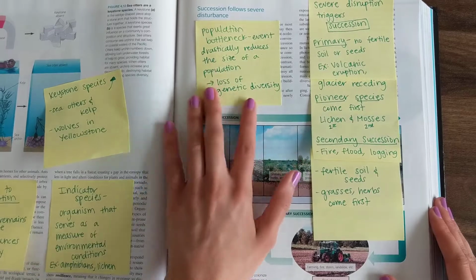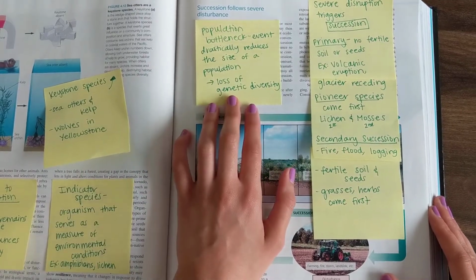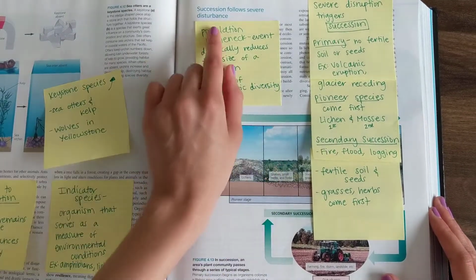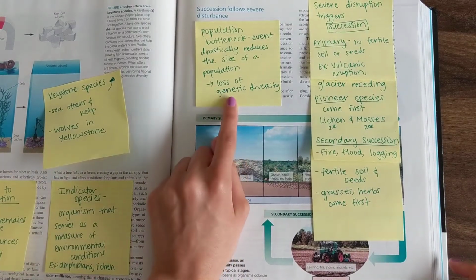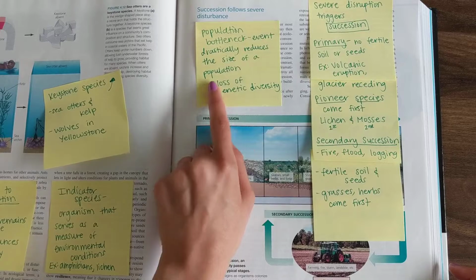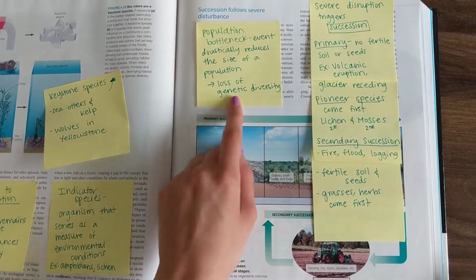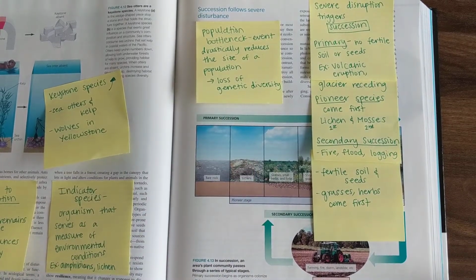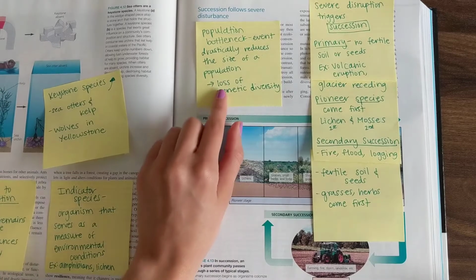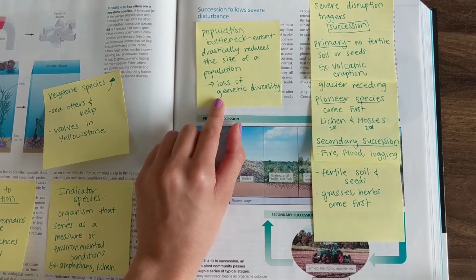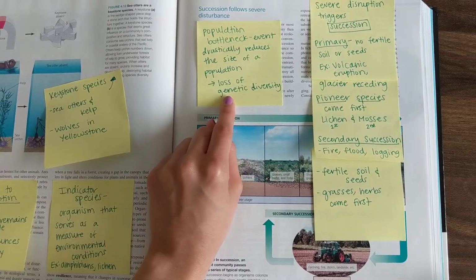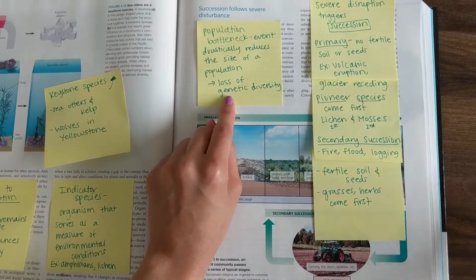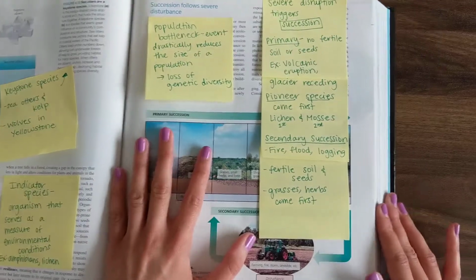Population bottleneck is something that's also not in your book, but it is an event that is going to drastically reduce the size of a population, and it's going to cause a loss of genetic diversity. So that can be like a volcanic eruption or a natural disaster. If you have many organisms that are dying, then there's going to be less of that variation, and a variation of that gene may be lost.